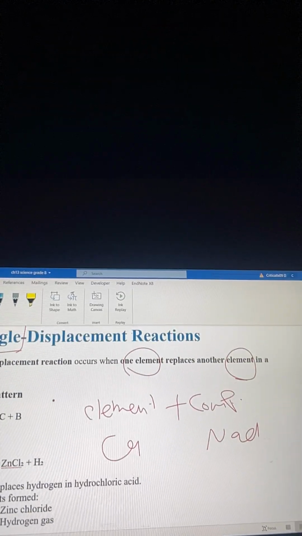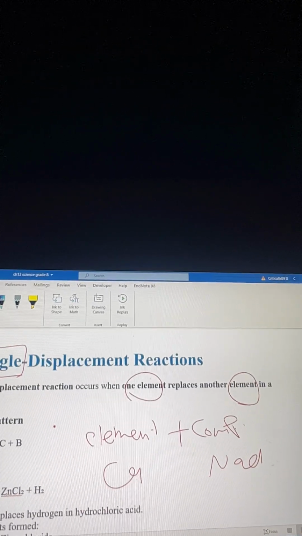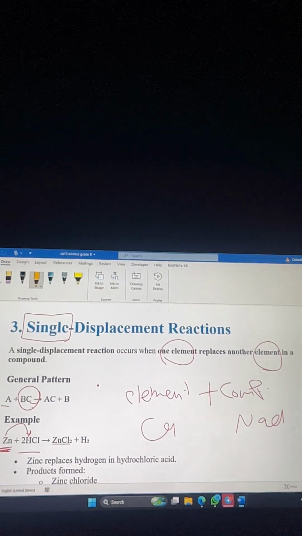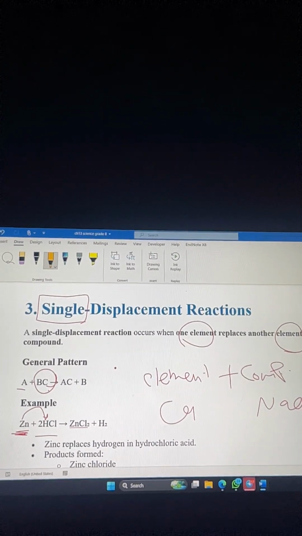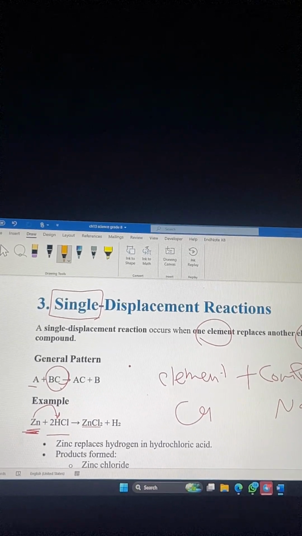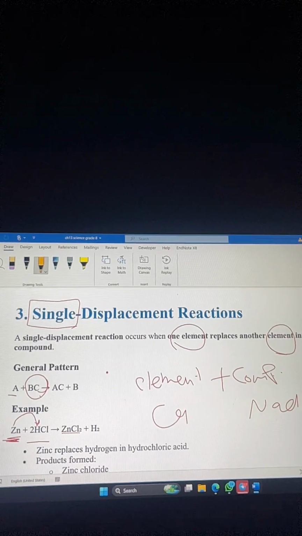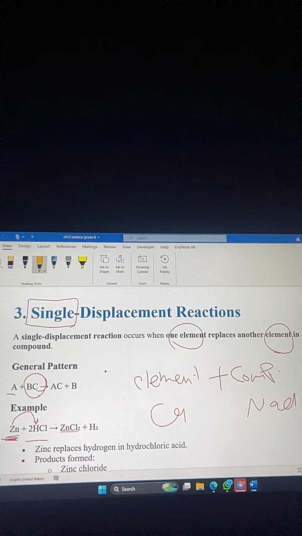Hope you're doing well, and understand it very well, please. For the homework, just write down the definition and one example. Try to bring another example, not inside your book, which is zinc and hydrochloric acid.